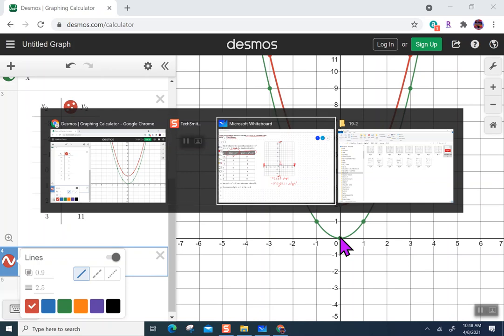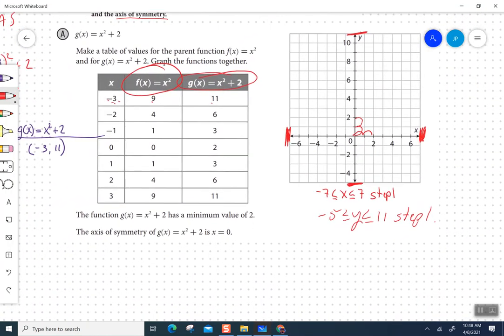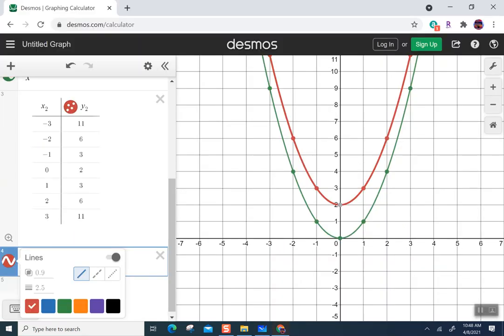So now we come down over here and we realize that the function of g of x, x squared plus 2, has a minimum value of 2. How do we know it's a minimum value of 2? Well, first of all, did you notice a was equal to a positive? Since a is equal to a positive, it opens upwards. The lowest point on the y-axis that this thing hits is right there at 2. That's why we say it has a minimum value of 2.